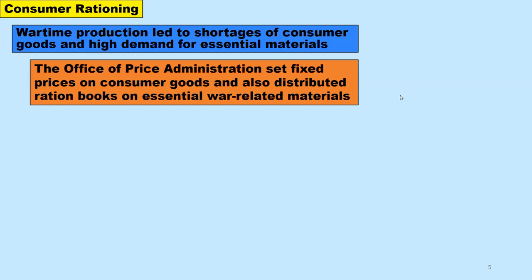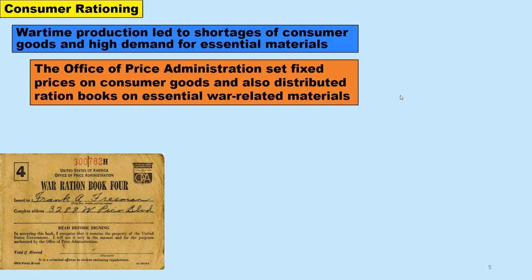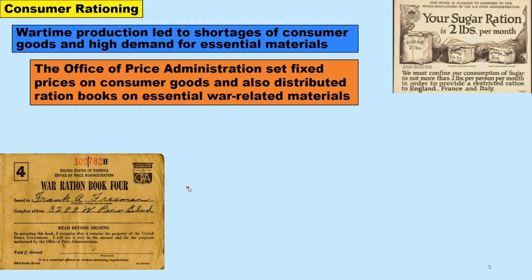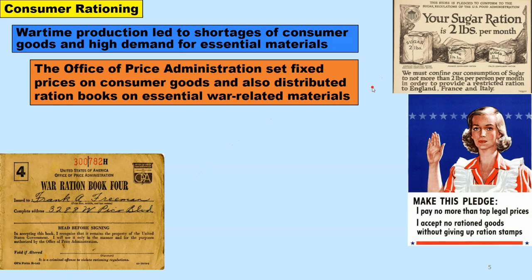And they're also going to distribute ration books on essential war-related materials like butter, meat, gasoline, things like that. Okay, and you're going to have one of these ration books. My grandma had some ration books from World War II that I'm able to have now, rationing sugar, all sorts of stuff.